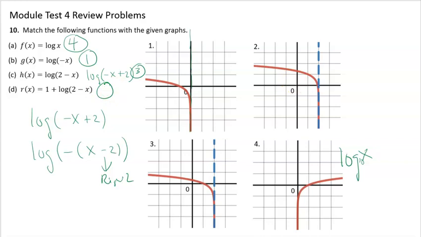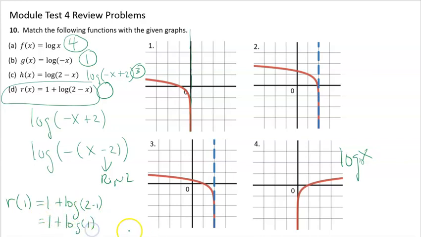You could also just plug in points, like plug in something that makes the logarithm 1. So for instance here, you could plug in 1, and that would make that logarithm 1. So r of 1 would equal 1 plus log of 2 minus 1, which is 1 plus log of 1. We know log of 1 is 0, so that'd be 1 plus 0, which is equal to 1. So the point (1, 1) is on this D graph, and you see the (1, 1) right there, but it wasn't on this one, because that's (1, 0). Okay, so plugging in points is possible too.